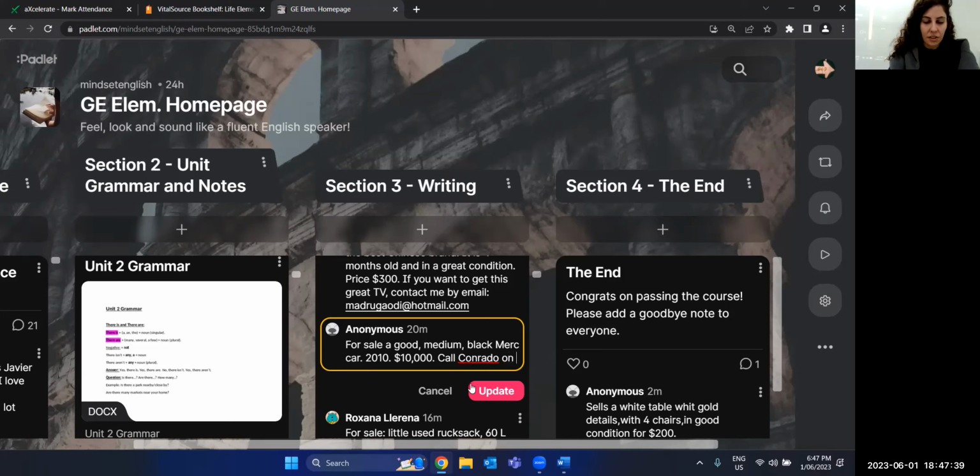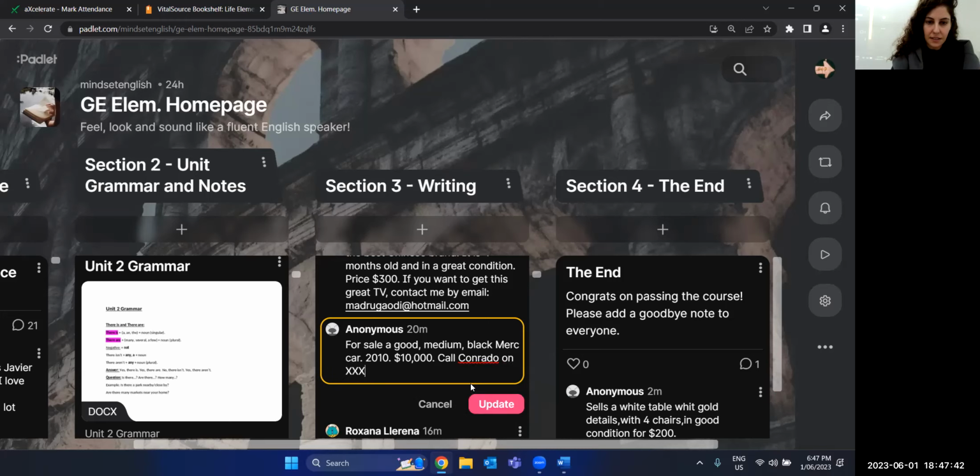Conrado on XXX. Okay, for sale, a good medium. Instead of medium, sedan, maybe we'll put the type of car. For sale, a good sedan, a good black sedan. Merc car. The year, the price, who to call, good.